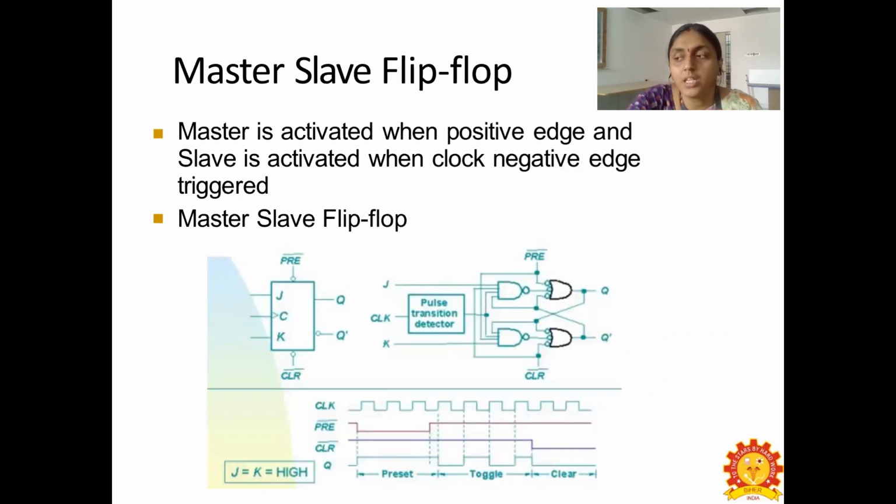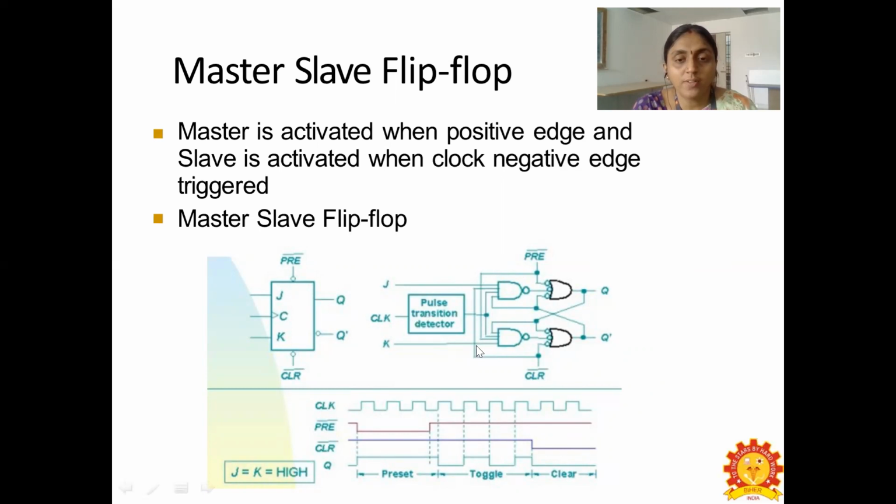And here we will see about the master slave flip-flop. So master is always activated when positive edge is triggered, and slave is activated when negative edge is triggered. So when positive edge transition from 0 to 1 occurs, the master is activated, and when negative edge is triggered, that is transition from high to low, then slave is activated. So here is the master slave flip-flop circuit which is given here.